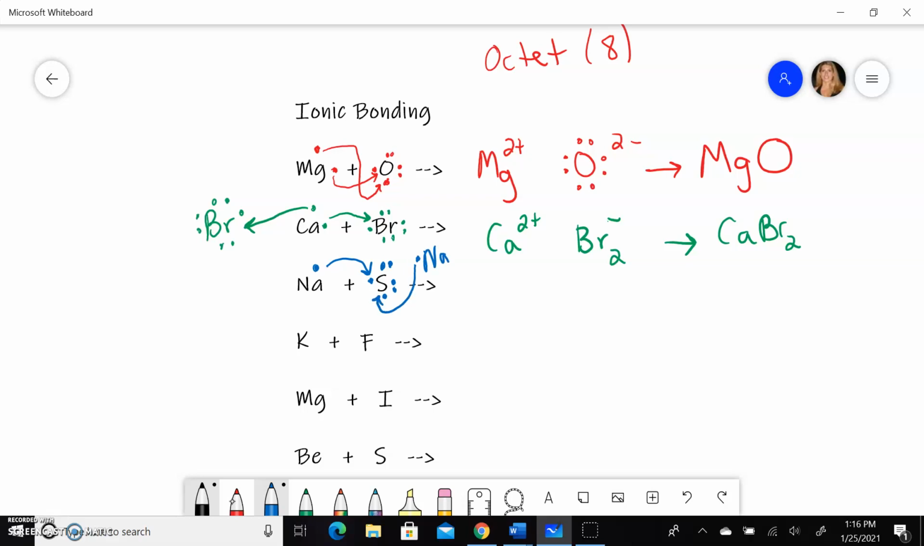Be careful when you're writing these. I didn't mention this before, but make sure you always put the positive element first. So the thing that lost electron needs to be written first. So sodium is first, and each sodium lost 1 valence electron, but we do have 2 of them. So we're going to put 2 down here. And then sulfur has all 8. Forgot to draw the dots on bromine. These should all have 8 too. And sulfur is now a negative 2 because it has received 2 electrons. And again, we don't put the charges on the final answer, but we do put those little subscripts.